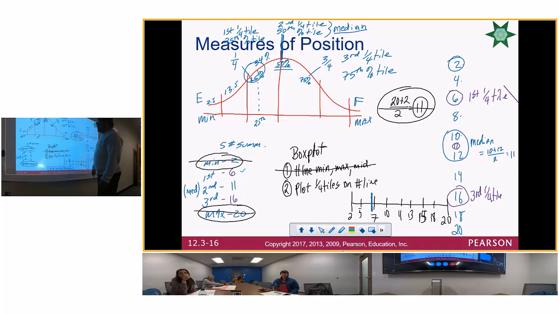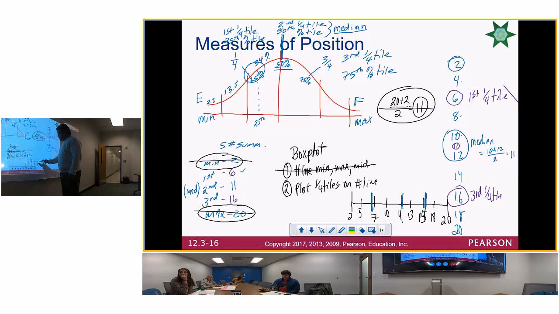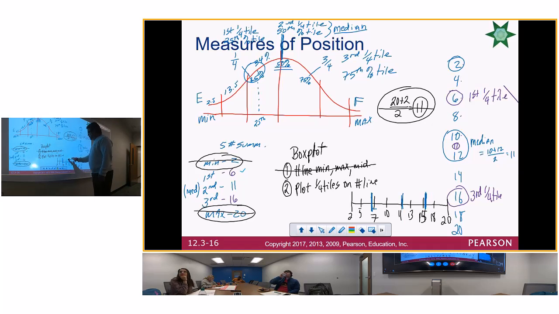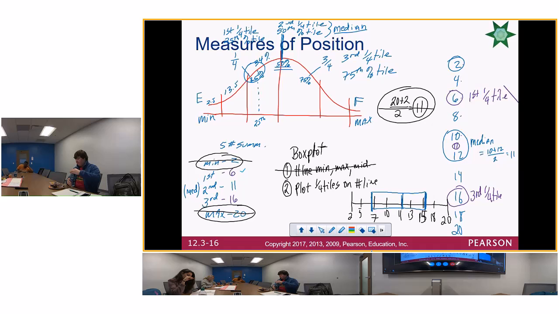Okay. Where is 16? 16 is right in here. And 11 is right there. And there is my box plot for this set of data. That's how you draw a box plot.